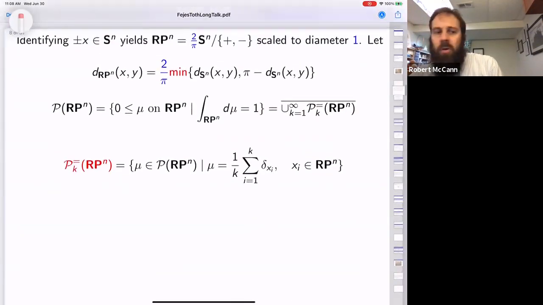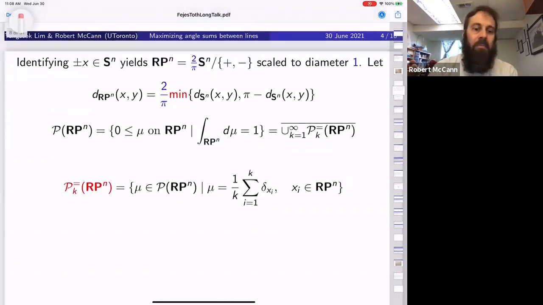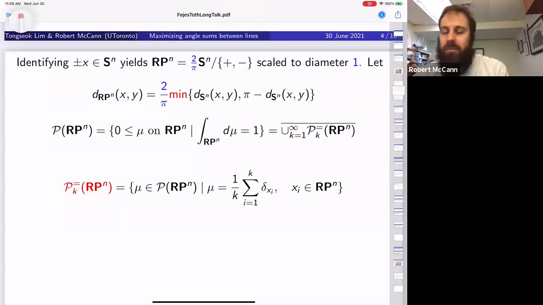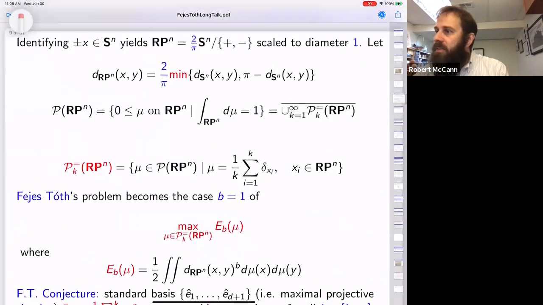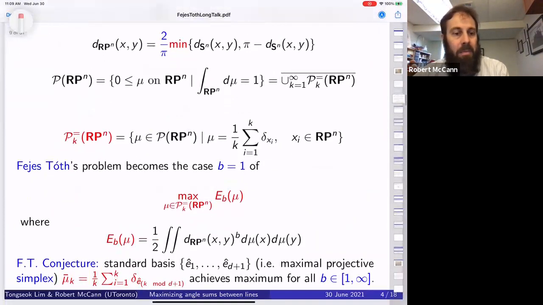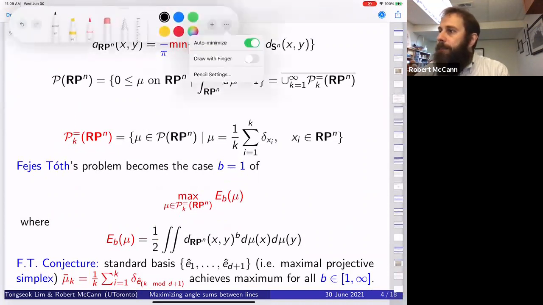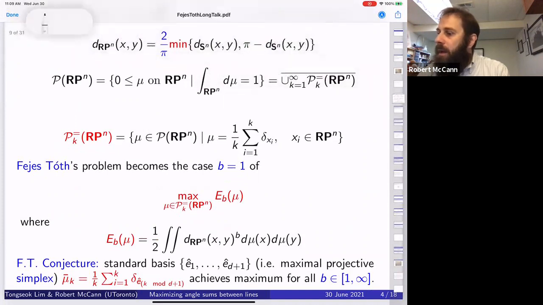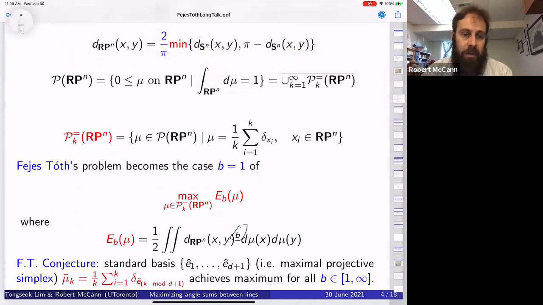And in order to make contact with the original problem, I'll also think about the subset of measures which consist of k points equally charged. So my notation for that will be P_k with an equals superscript, for the fact that the mass on each point is equal. And then in this language, you can reformulate the Fejes Tóth problem as the problem of maximizing a certain quadratic energy, where the kernel in my energy is given by this power b of the projective distance, normalized so that the projective sphere has its diameter 1.